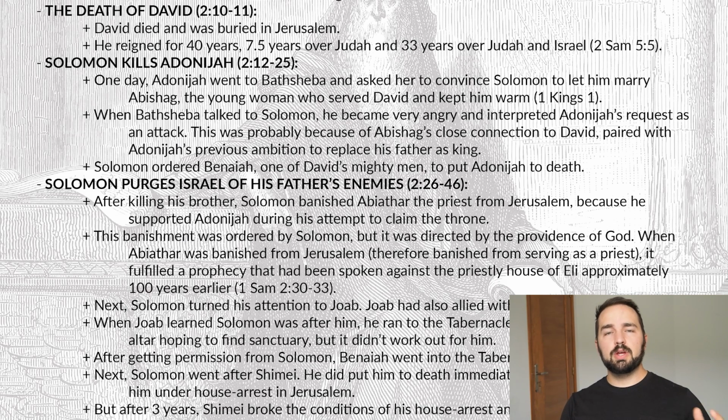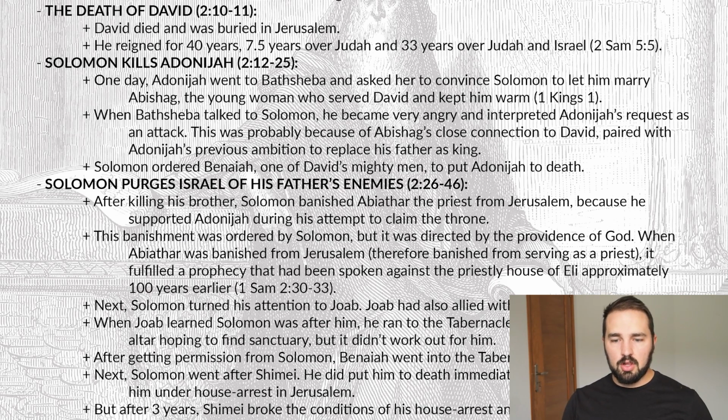One day, Adonijah went to Bathsheba, Solomon's mother, and asked her to go to Solomon and convince him to give Adonijah Abishag to be his wife. Abishag, remember, was the young woman from the last chapter who served David by keeping him warm. Now, Bathsheba thought this was an okay request.